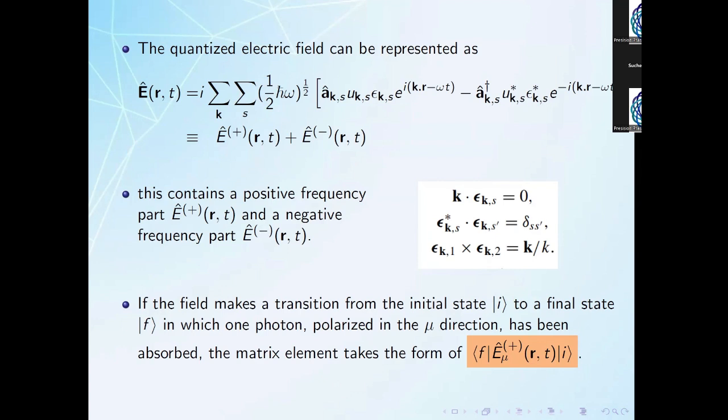Here, the first term is the positive frequency part, which corresponds to the annihilation of a photon, and the second term is the negative frequency part, which corresponds to the creation of a photon. And k is the wave vector which satisfies these relations. Now, let's say the field is initially in a state I. If this field makes a transition from this initial state to a final state F, in which one photon is polarized in the mu direction, then the matrix element takes this form.